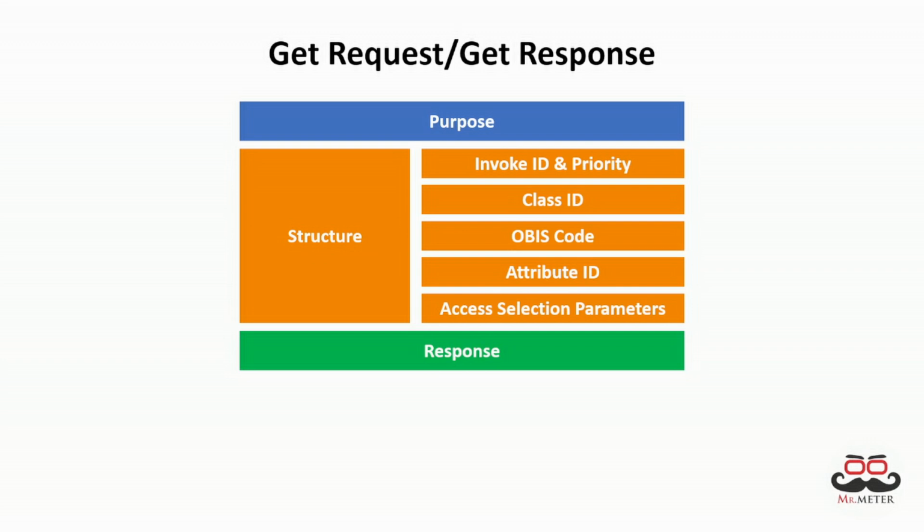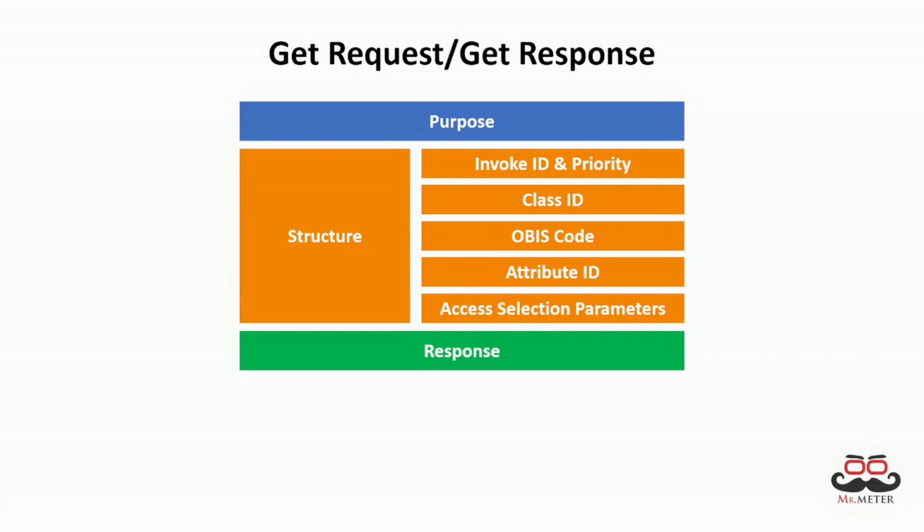OBIS code is the address of the object, as you said before, but in the structure you want to make ready, you have to send the hex format of the logical name, not the OBIS code. And the next one is the attribute ID, which, for example, is 3 for the time zone of the clock, is 2 for the date time, and so on for many other objects.